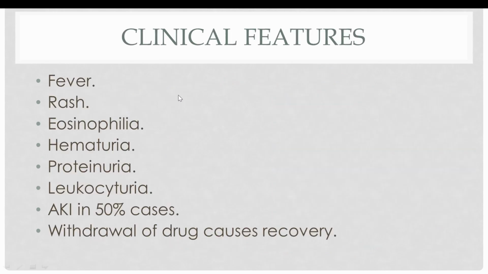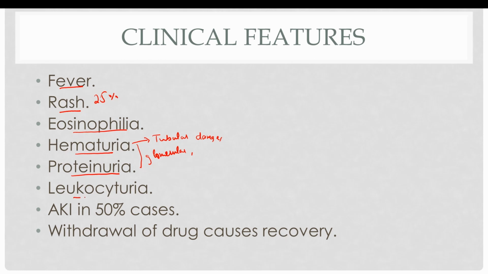So the signs and symptoms typically appear almost after 15 days of the exposure to the drug, and the symptoms include fever, and rash is present in almost 25% of the cases. The blood picture reveals eosinophilia, and urine analysis also reveals hematuria and proteinuria, which is due to the glomerular damage, and hematuria is due to tubular damage.